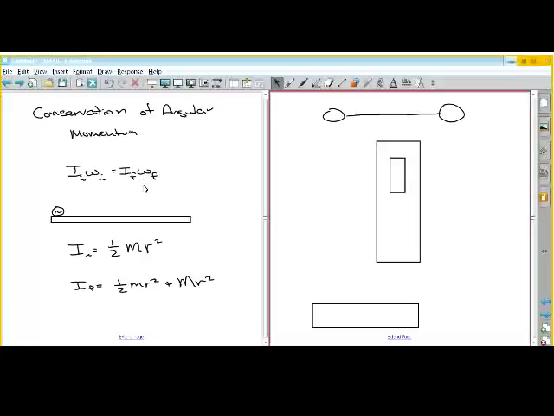And in all of them, you can solve for the final angular velocity by just taking this and dividing by that. So usually it's a matter of evaluating this difference in moment of inertia from the beginning to the end.